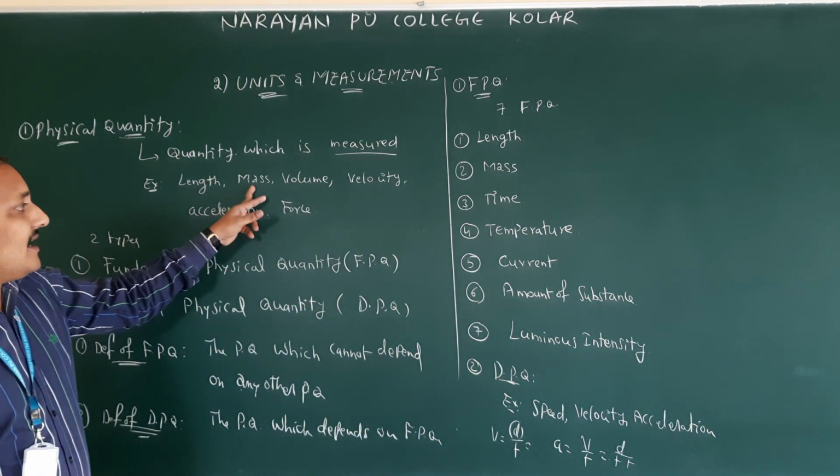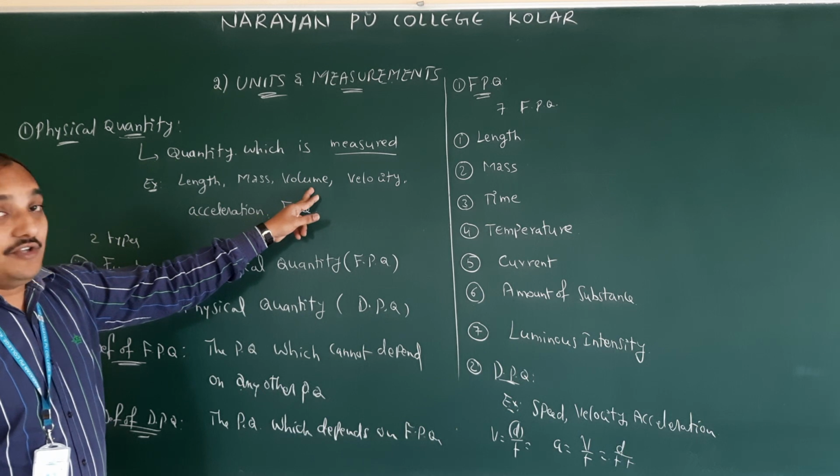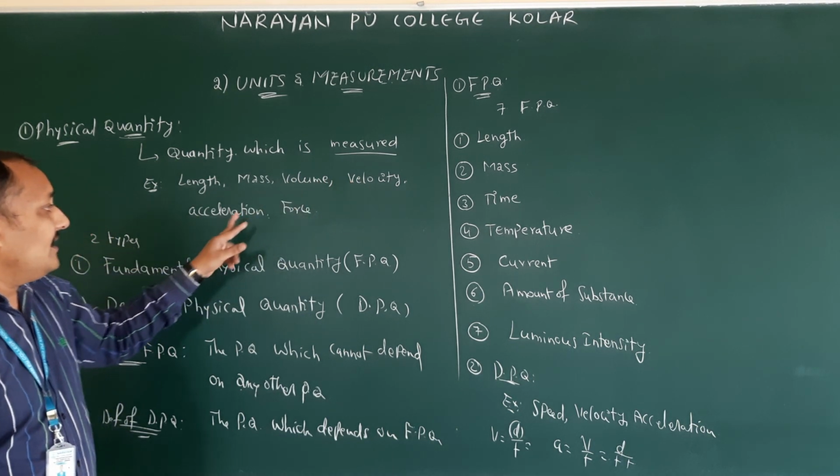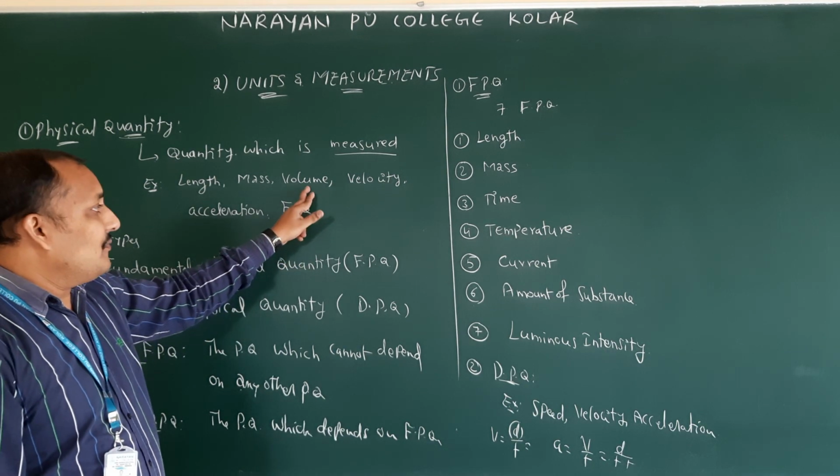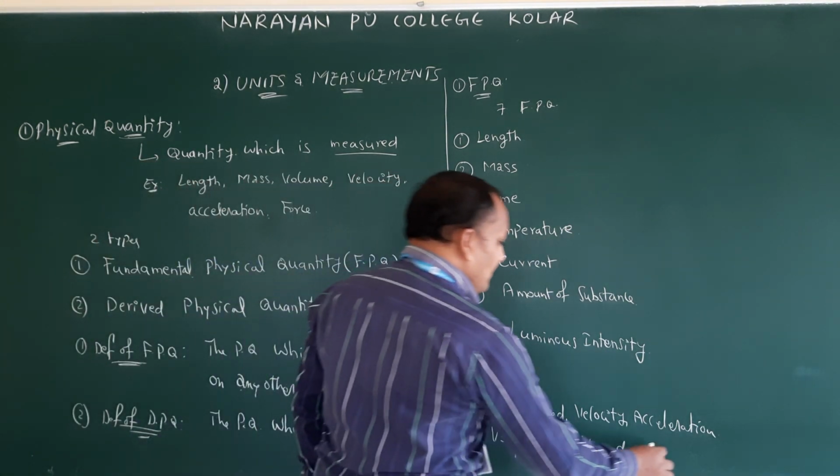So length and mass are fundamental. Velocity is derived. Acceleration is derived. Now we will see what volume is and what force is. Volume, generally, we come to know.